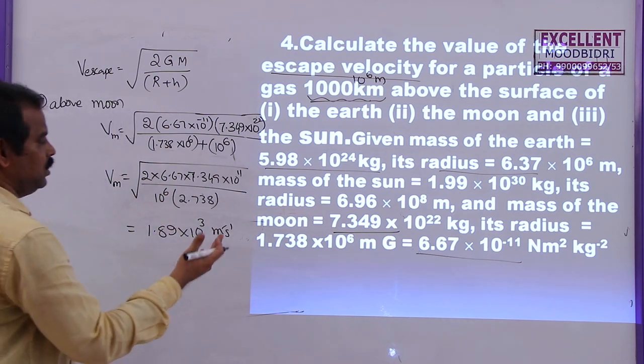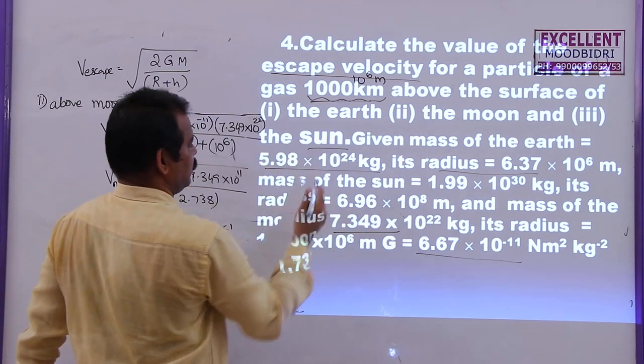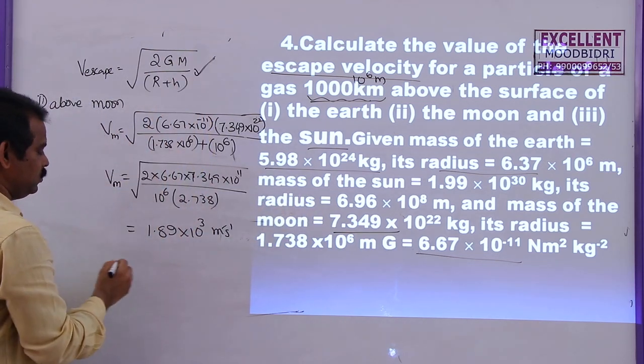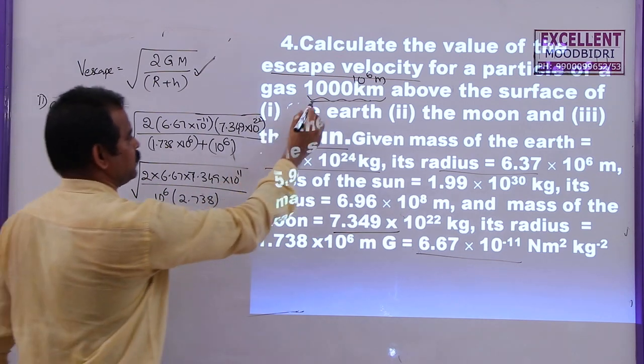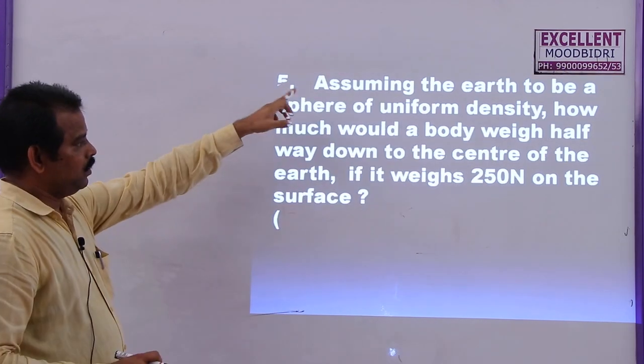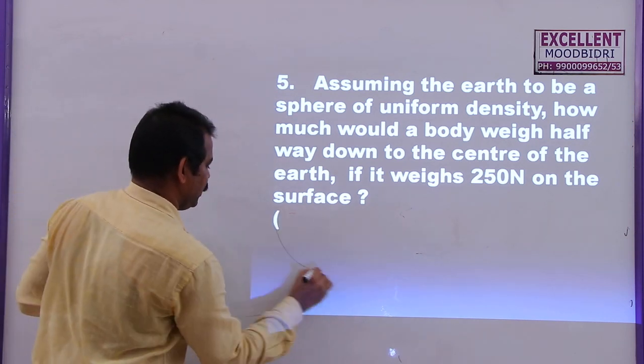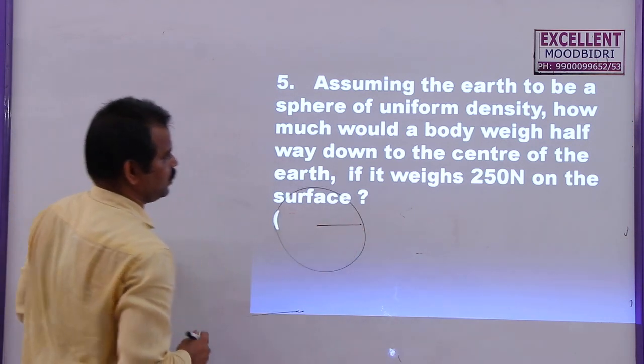Similarly, you can use the data given for the sun, and please solve this problem by using this same formula. Find out the escape velocity 1000 kilometers above the surface. Assuming the earth to be a sphere of uniform density, so this is our earth of uniform density.